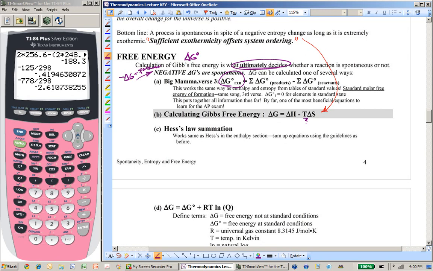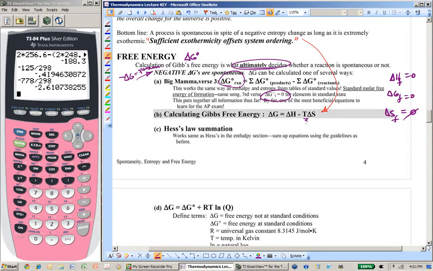Then delta G, I've got good news for you. Delta G formation is 0 for elements, the same way delta H formation is equal to 0. But delta S formation, because the electrons are not standing still, is not equal to 0. So aw shucks, you gotta look that one up.